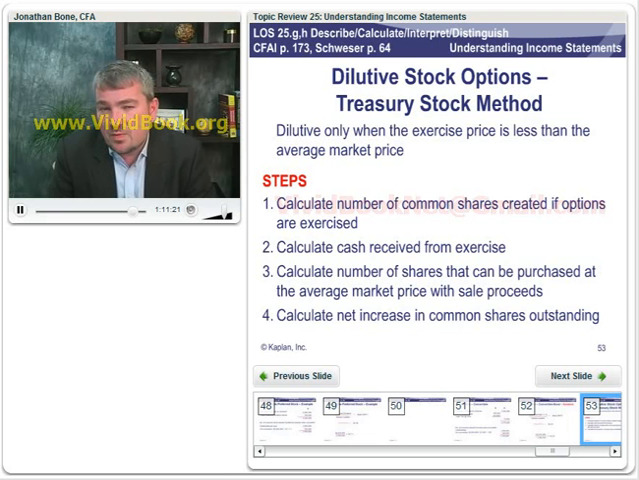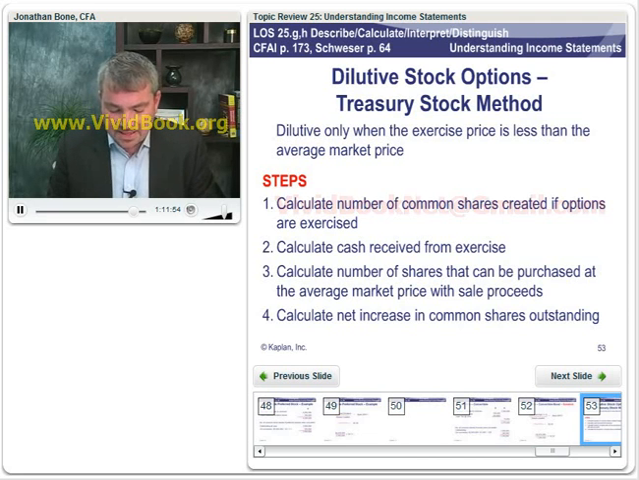Step 2, we work out the cash received by the company if the options were exercised. And step 3, and this is totally hypothetical, we look at the number of shares the company could repurchase at the average share price during the year with the proceeds it received from step 2. We then calculate the dilutive element by looking at the number of shares that were created minus the number of shares that could be theoretically repurchased at the average price, and that gives you the dilutive element.